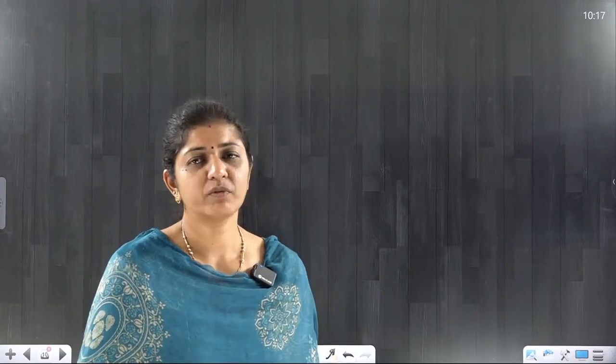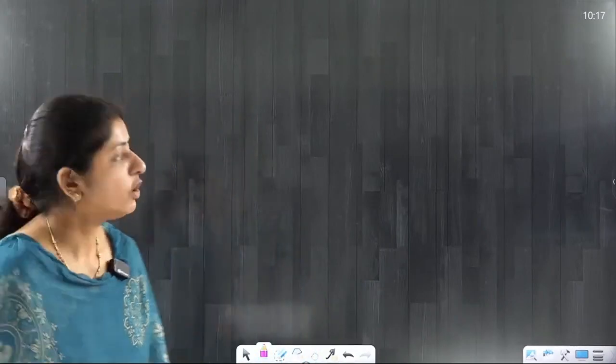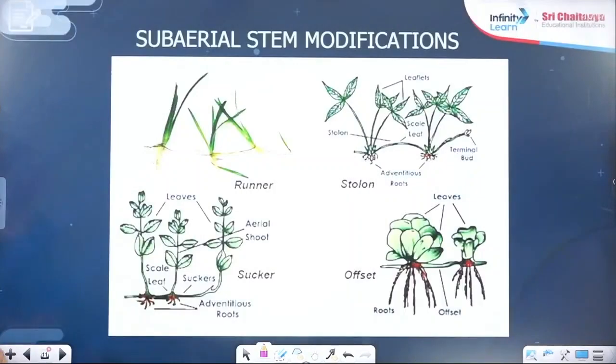Let's recapitulate this point. Underground stem modification, first we discussed rhizome, second we have compared it with the corms, and even we have taken the tubers, right? So that three we discussed. Why? Because all three are for the storage. Adventitious roots are absent in tubers, while corms and the rhizome have adventitious root, and even in the case of the bulbs you will find the adventitious root, but in case of the tubers you will not find adventitious root, right? So this is important thing that you should know. Now coming to the next modification, that is the subaerial stem modification.